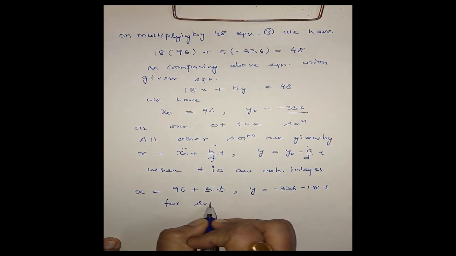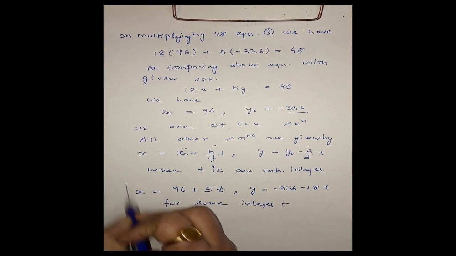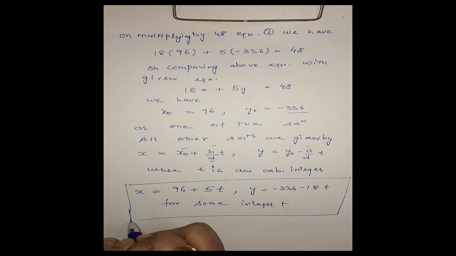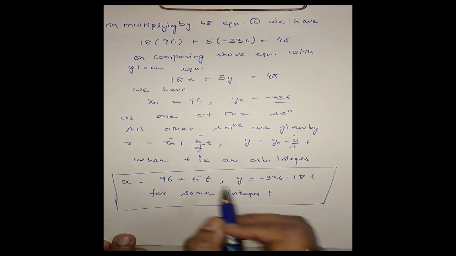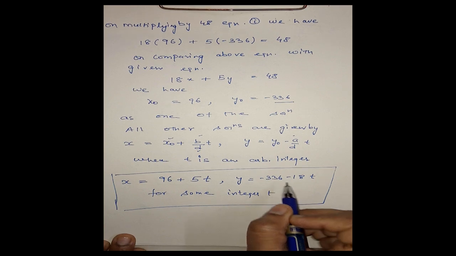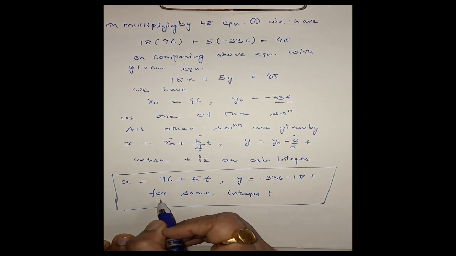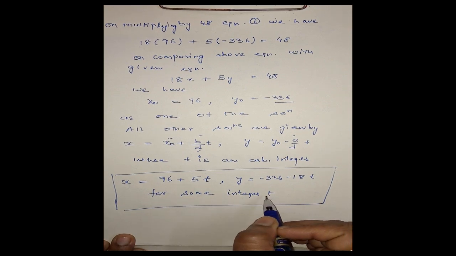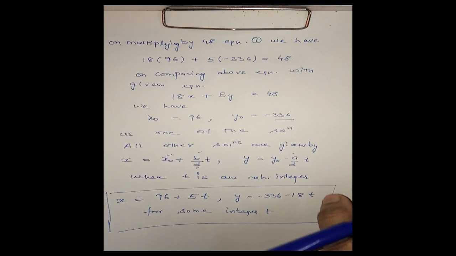For some integer t. This is the general solution of the given linear Diophantine equation: x is 96 plus 5t and y is equal to minus 336 minus 18t for some integer t. Now, in order to find the solution in positive integers, we will apply this condition.